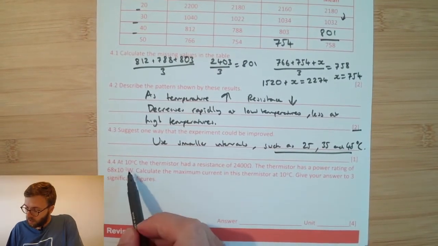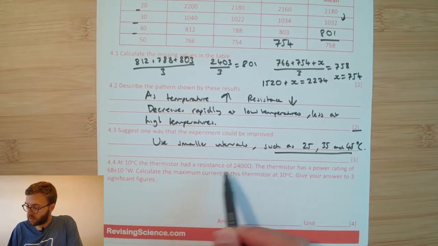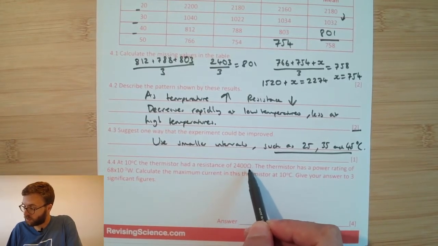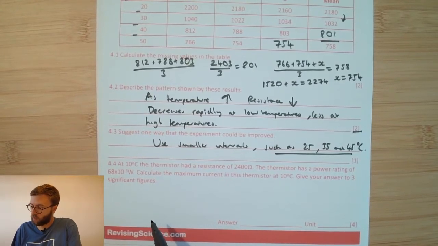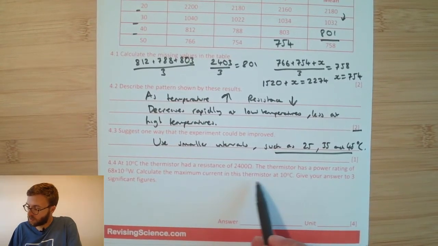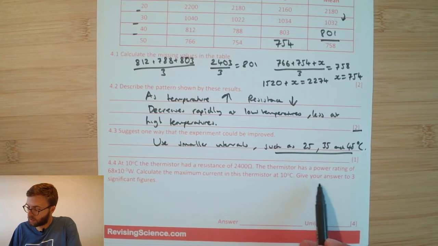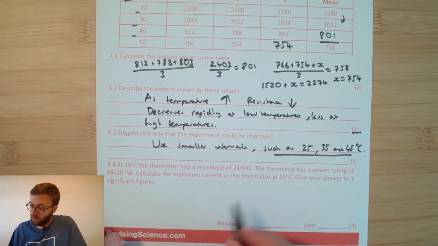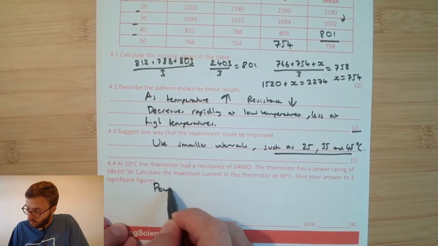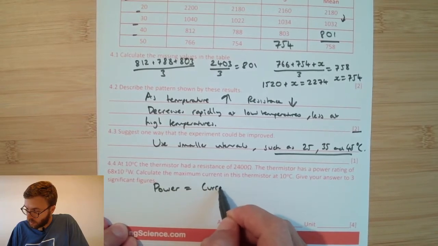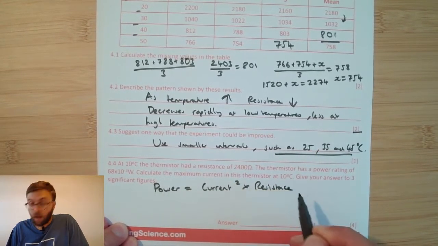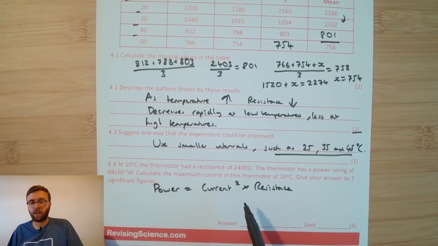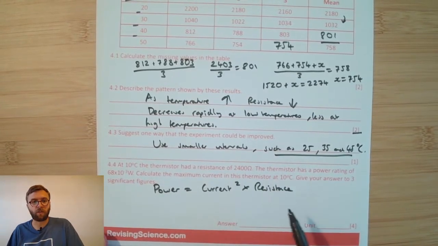Finally, a maths question. At 10 degrees Celsius, the thermostat had a resistance of 2,400 ohms. The thermostat has a power rating of 68 times 10 to the minus 3 watts. Calculate the maximum current in this thermostat at 10 degrees. Give your answer to 3 significant figures. For this, we're going to be using the equation power equals current squared multiplied by resistance. A good tip is to always include the formula to make sure you're picking up those marks.